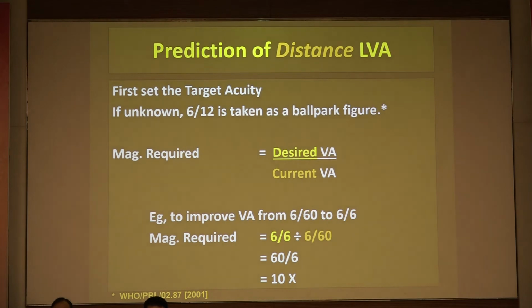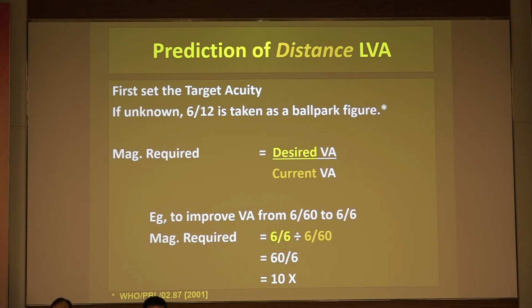The second way to do it is to first predict what kind of magnification the patient will require and then prescribe a telescope. So here you have to first set a target acuity. You have to ask the patient, what kind of vision do you want? The patient says, oh, I want 6/6 vision, or he says, oh, I'll be happy with 6/18. Or if he doesn't have any idea of what kind of improvement he requires, you take a ballpark figure of 6/12 Snellen acuity.